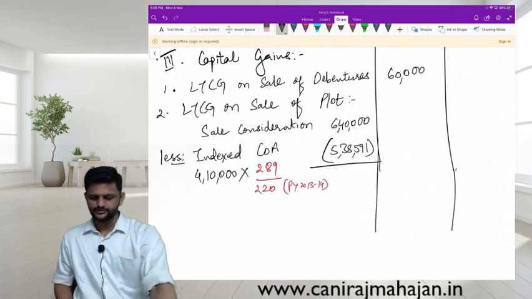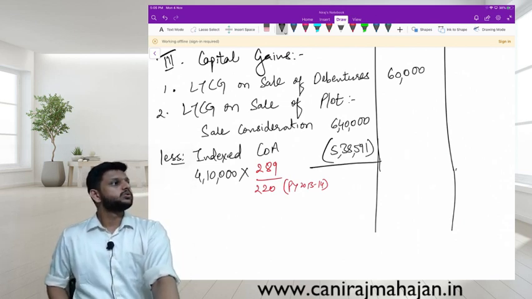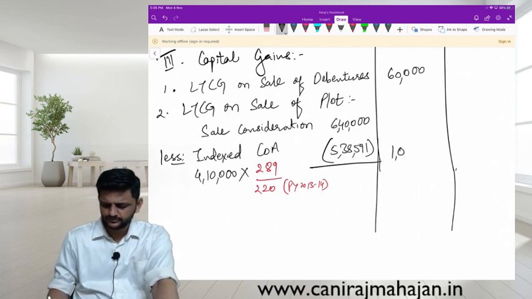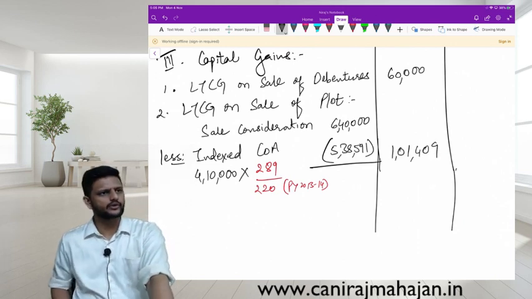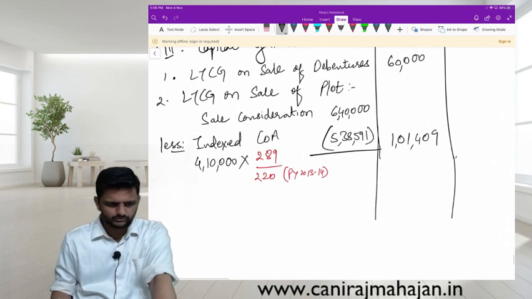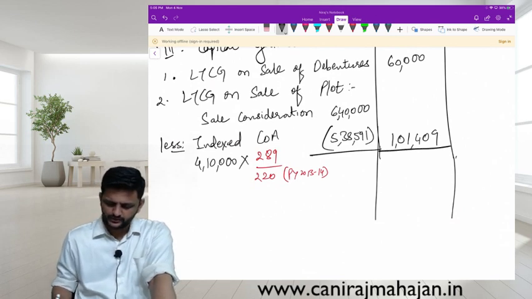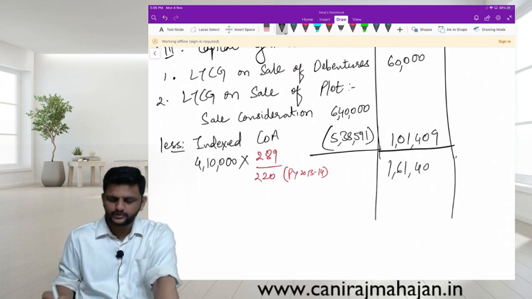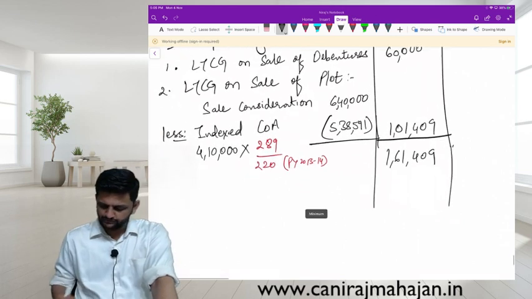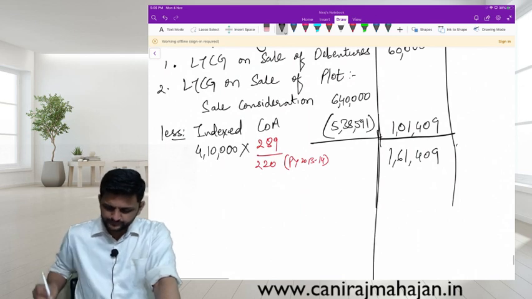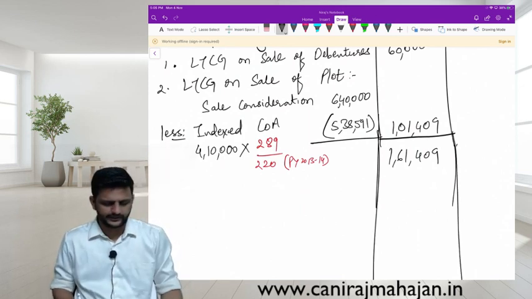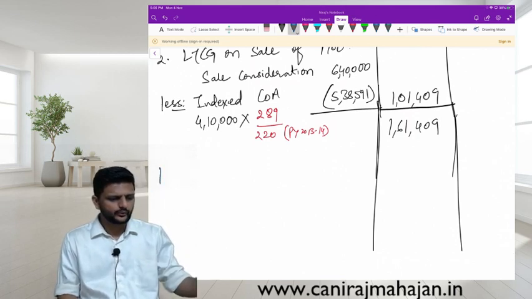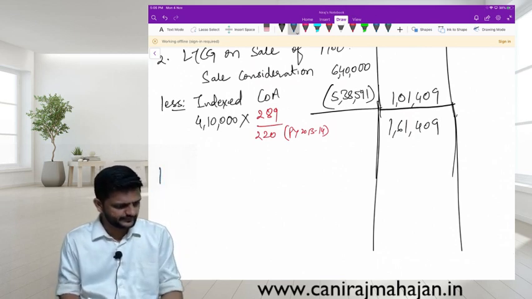So LTCG is how much? 1,01,409. 1 lakh 1,409. So that is the only gains right now we have. So plus 60,000 is 1,61,409. Correct? First preference we give to same head of income. Okay. Incomes are done now. Everyone.